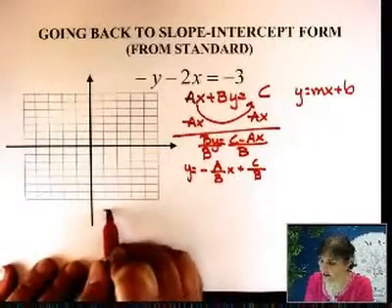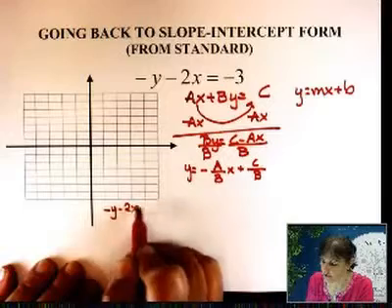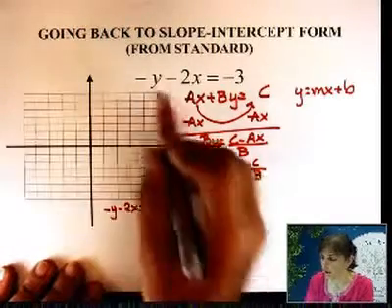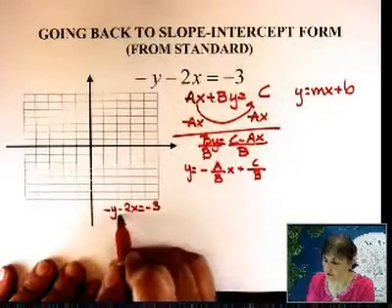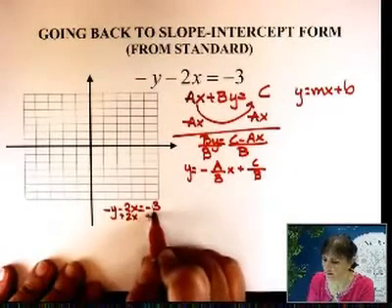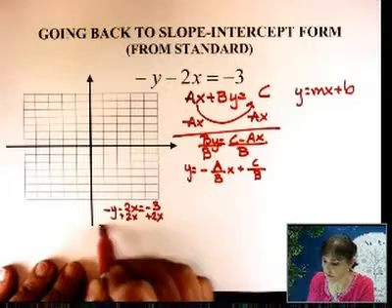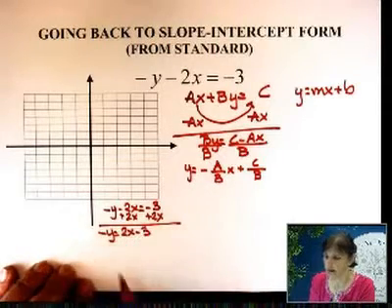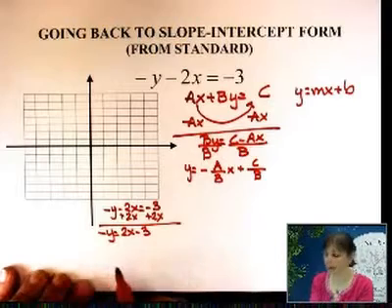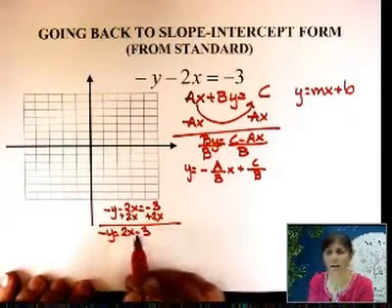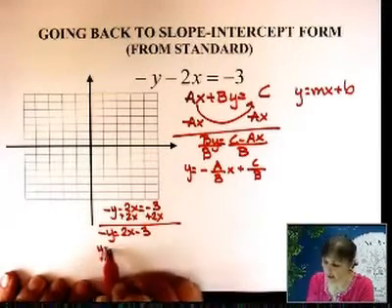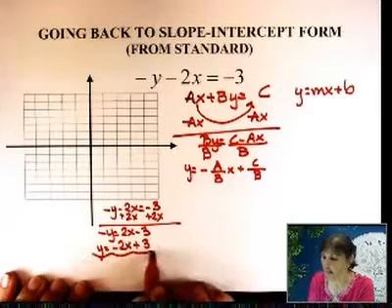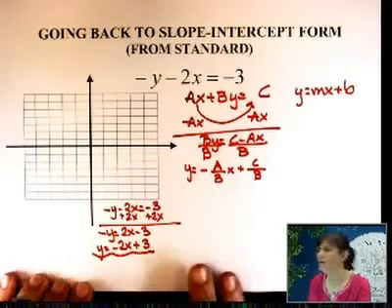I have negative y, negative 2x equals negative 3. And I want to isolate y, so that means I'm going to add 2x. I have negative y equals 2x minus 3. And I have a negative. How do I get rid of that negative? I can multiply both sides by negative 1. So I'll get y equals negative 2x plus 3. I went back to slope-intercept form.